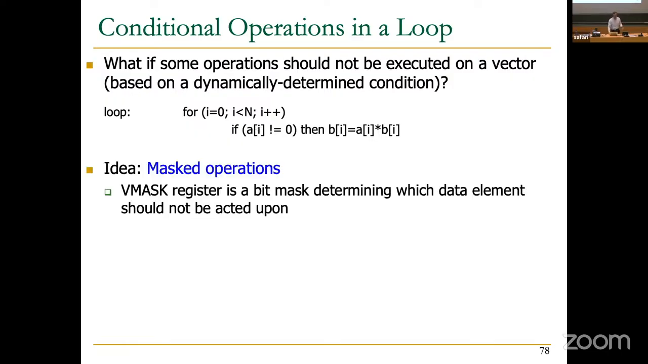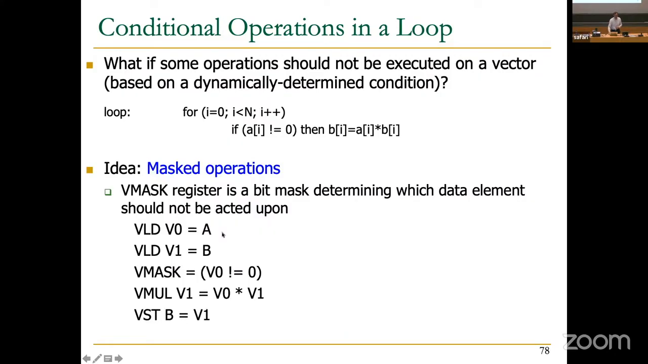So basically, the idea is to use masked operations. You set the vector mask register. It's a bit mask determining which data elements should not be acted upon. So this is how you would translate this code. You vector load V0, V1, A, and B, as we normally do. And then we set the vector mask register by checking whether each element of vector 0 is not equal to 0, as you can see, based on this condition. This sets the vector mask register. Elements corresponding to not equal to 0 being true are set to 1. And everything after this takes effect depending on this vector mask.